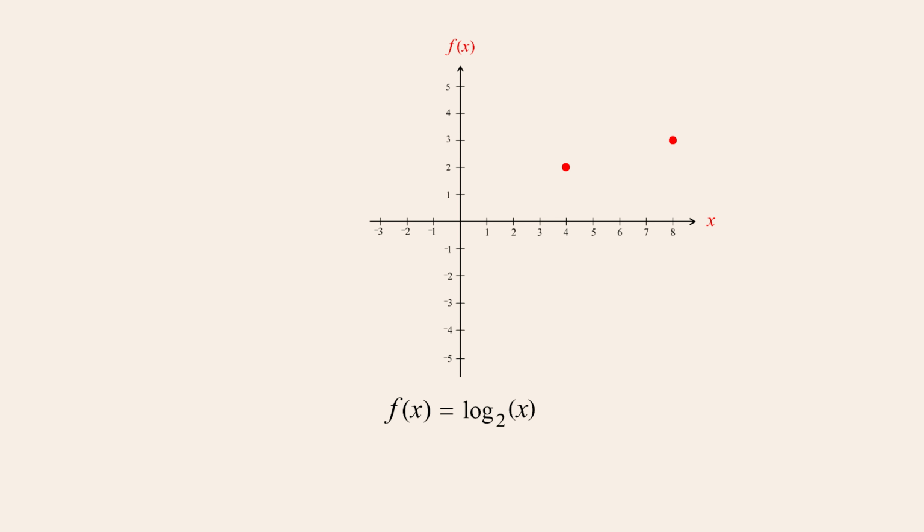Next, let's evaluate the function when x is 2. Now we ask, what must the base's exponent be for the result to be 2? Since raising a number to the power of 1 doesn't change that number's value, the base's exponent must be 1. And so the value of log base 2 of 2 is 1. So when x is 2, the function's value is 1.